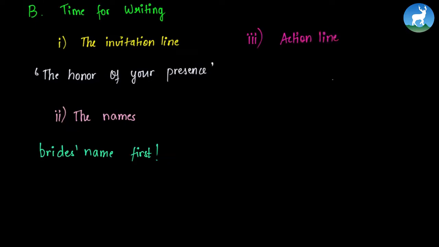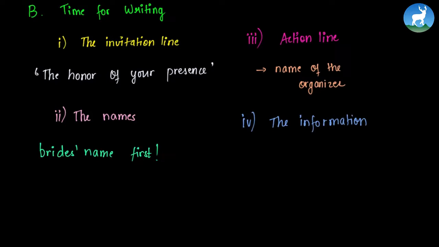Next is the action line. So this is the section for organizers. Basically, it's the name of the parents. Like in our example, we have G.S. Paudel and N. Adhikari in the action line. Basically, this is the name of the organizer. And finally, we have the information. So in the information, you would like to mention about the date, location. You can stick with the basic information and the most important ones. So you need to know where and when to come. So in this way, we prepare an invitation.